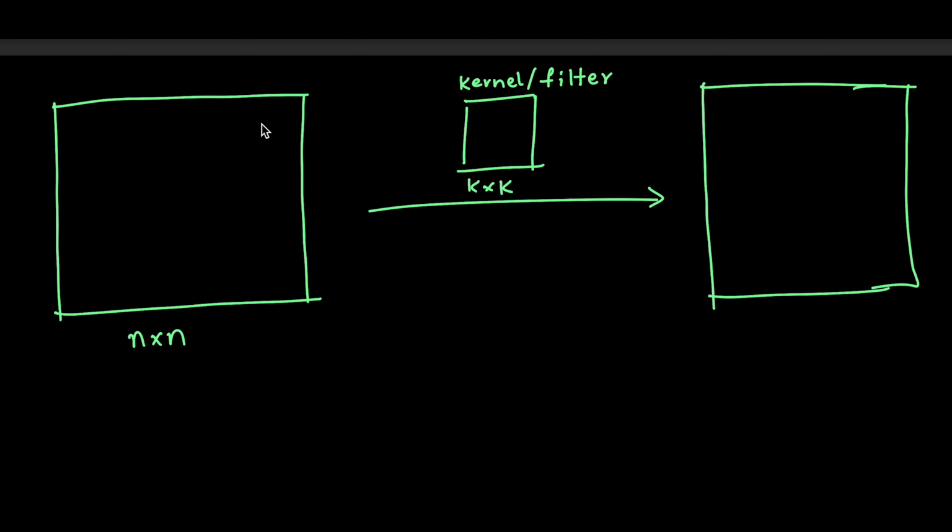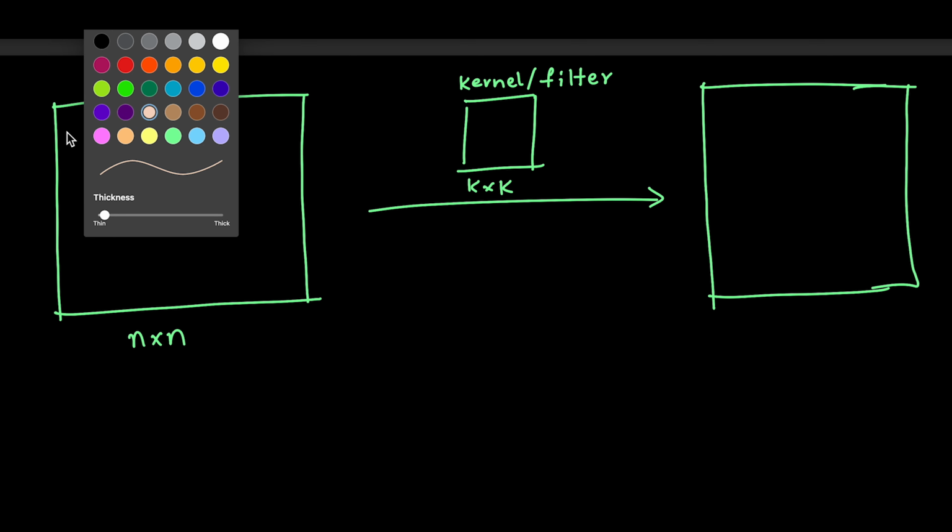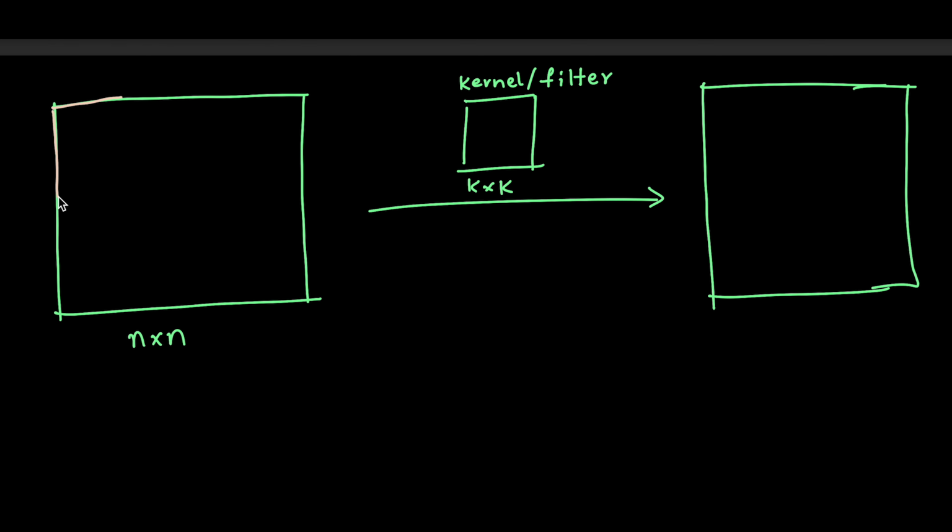If you remember, this k cross k kernel is placed initially at the top left corner, and once the convolution operation is completed, we move by one column in general, right? But it is not fixed. We can change that as well. If we increase the stride, what will happen? Think about it and comment down in the comment section. Basically, if you increase the stride, the output shape will change.